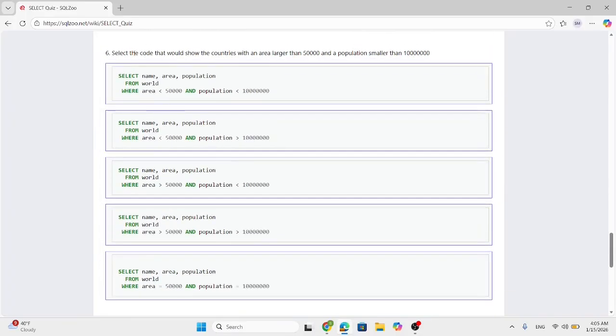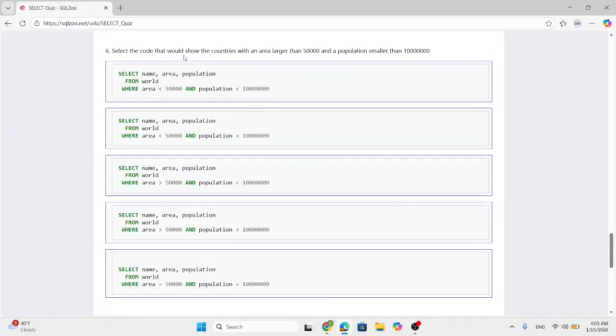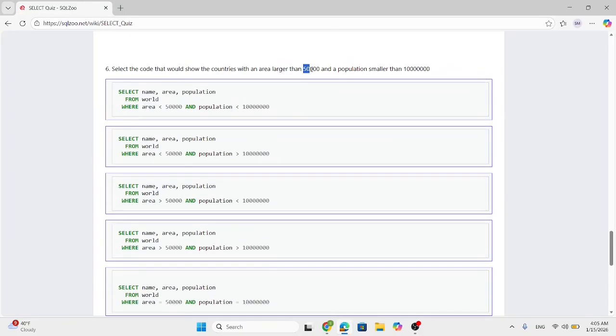I didn't do this question also. Select the code that will show the countries with an area larger than 50,000 and the population smaller than 10 million. Okay.